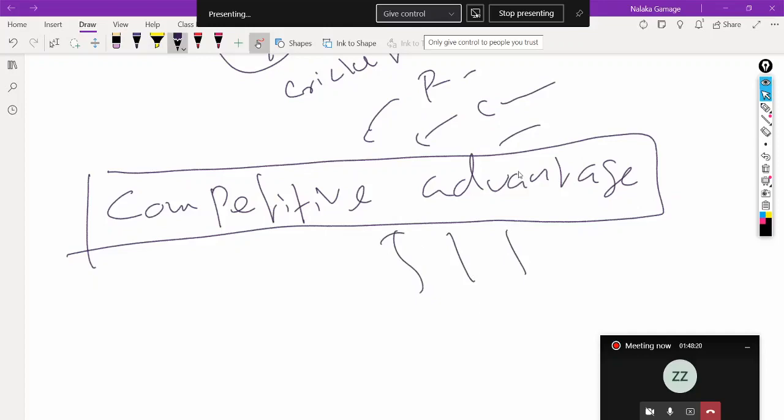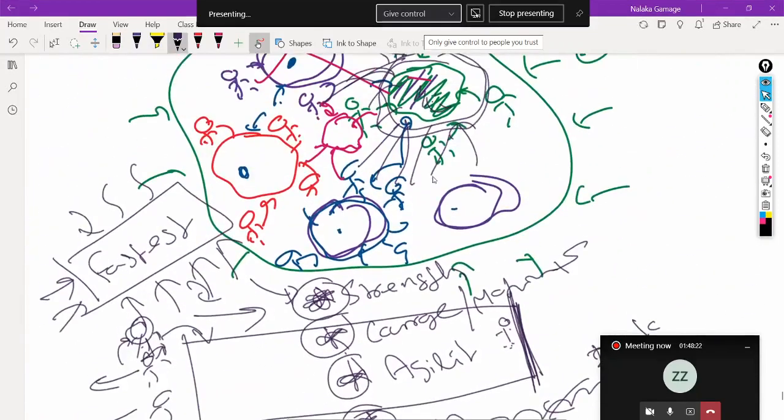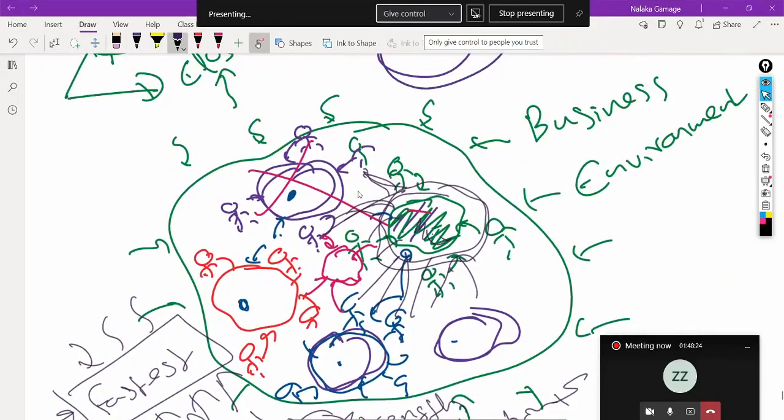Same thing for businesses. If you have a competitive advantage, you can defeat others, or forget about defeating others, you can be the winner, right? You can be the winner. That means you have that advantage.